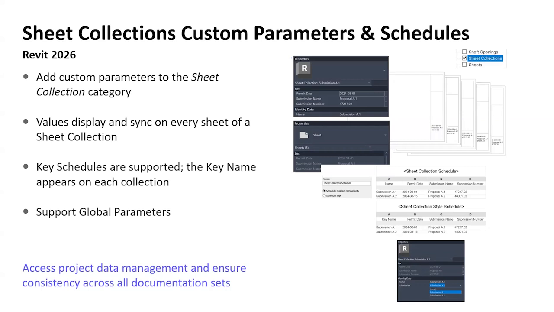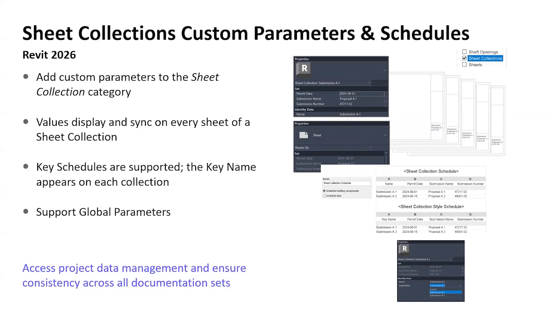Parameter values will show as read-only on every sheet in the collection, since they are driven by the sheet collection. Modifying the parameter value on the sheet collection will update the value for all sheets and title block labels if included. Moving sheets to another sheet collection will do the same and automatically update the value based on what is defined in the sheet collection.